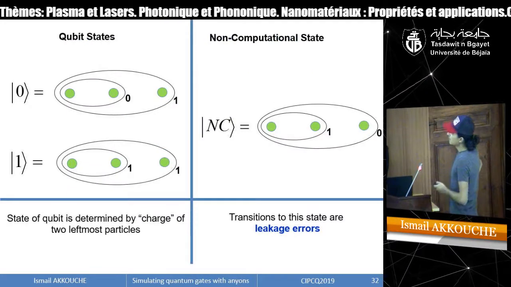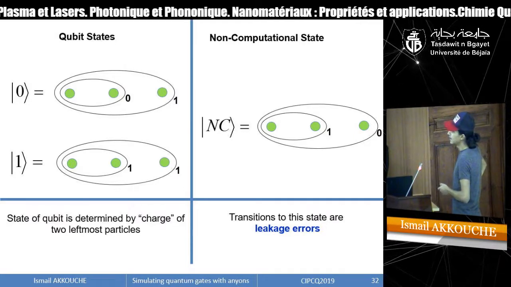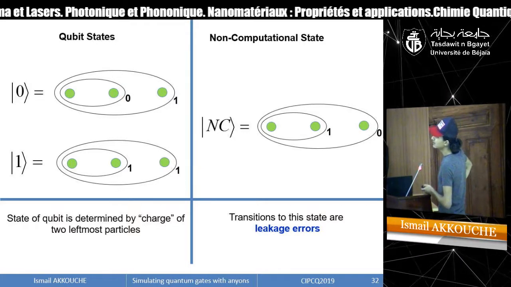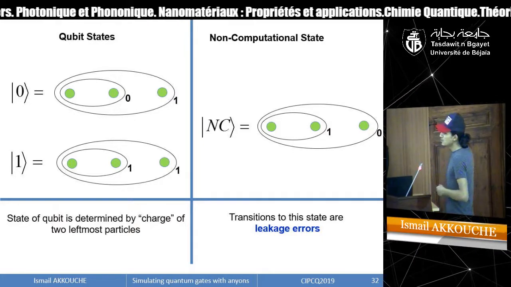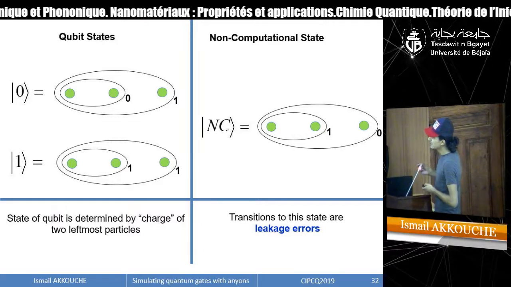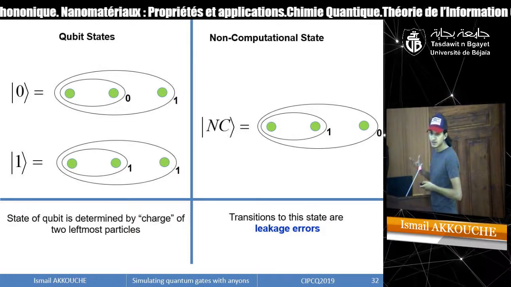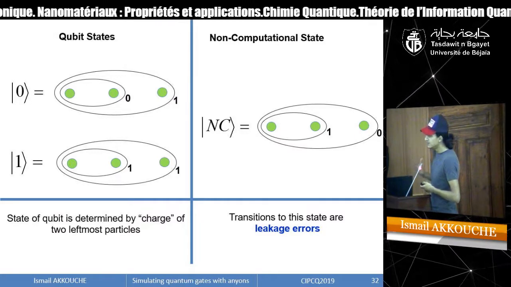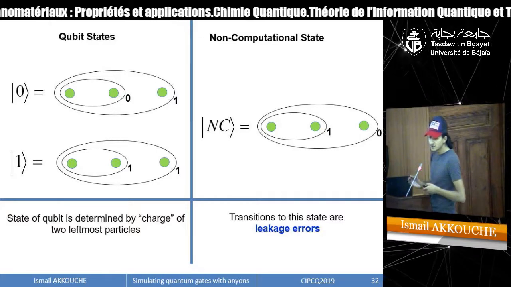This state, I will refer to as the 0 bit, and this as the 1 bit. And the third state, I will call the non-computational state. And when we apply our matrices and there is a transition to this state, it's not a good thing in quantum computation. This leads to leakage error. Some of the information is lost.